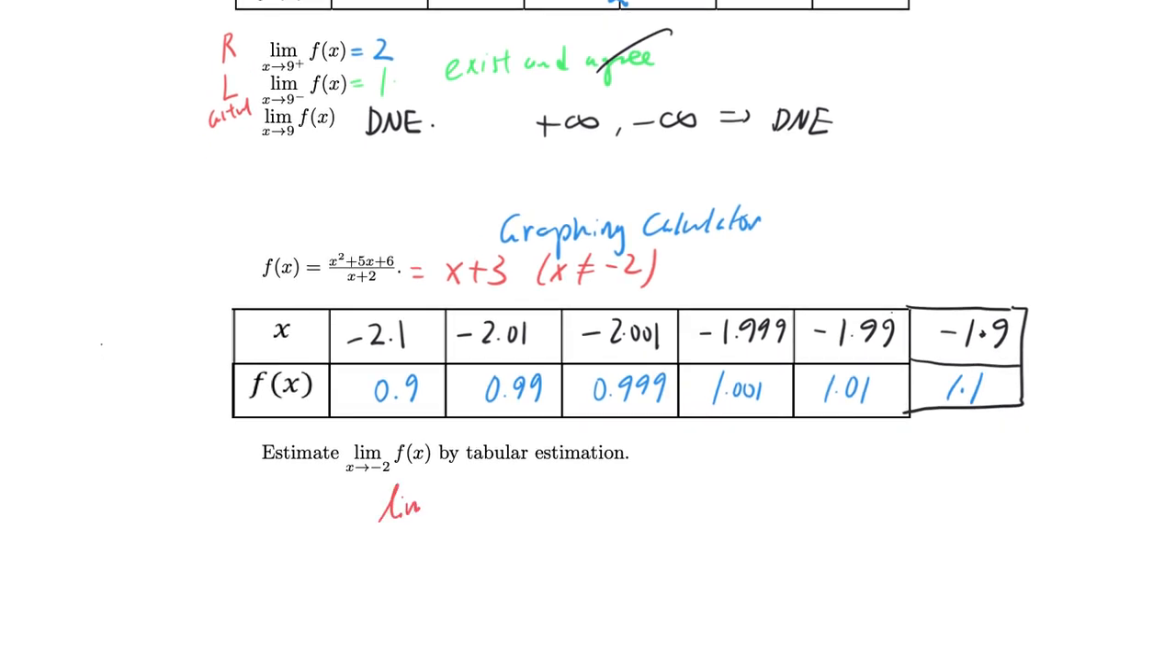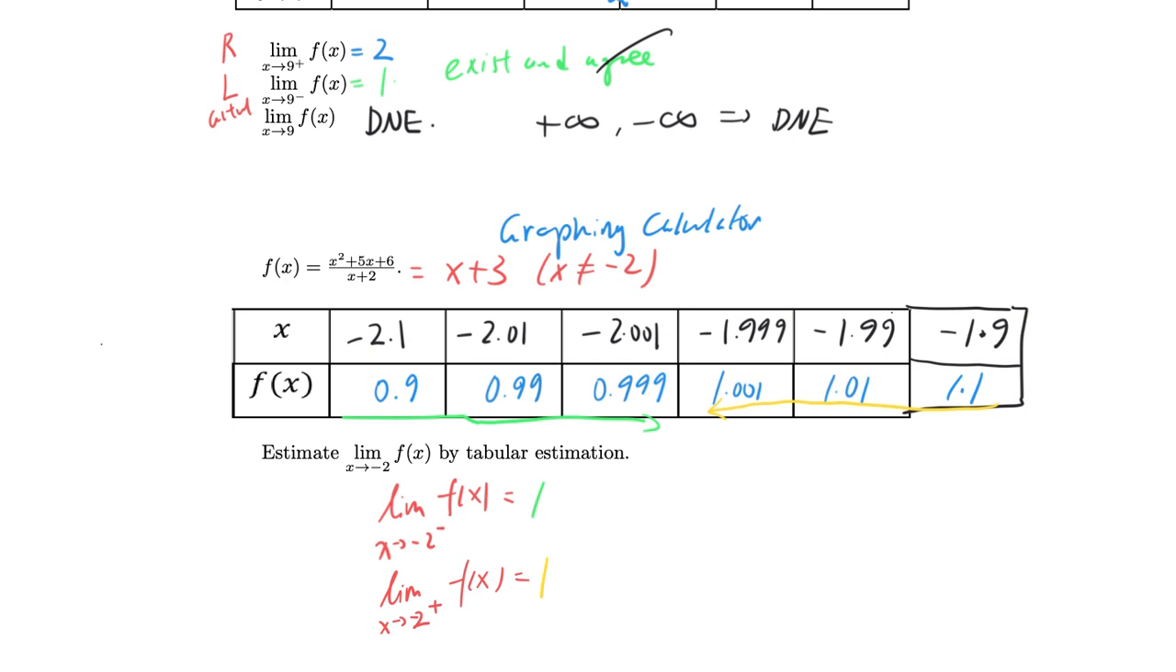So we're going to first consider the limit as x approaches negative 2 from the left-hand side. Here, we're going to trace the table from the left-hand side. It's clear that 0.9, 0.99, 0.999 gets closer and closer to 1. Then similarly, we're going to estimate the limit as x approaches negative 2 from the positive side, which if we follow along here, 1.1, 1.01, 1.001, also gets closer and closer to 1.